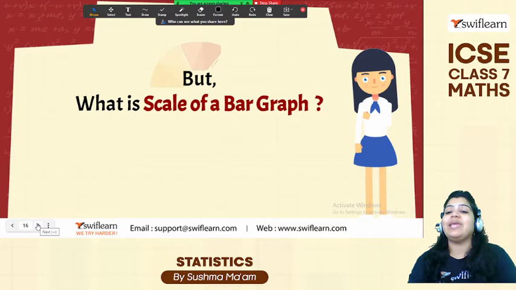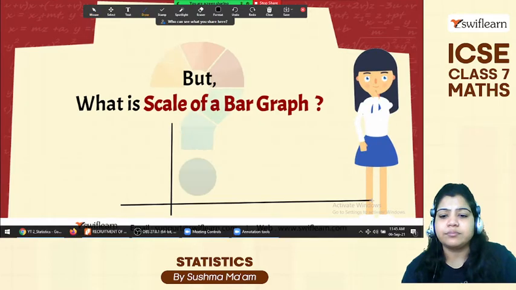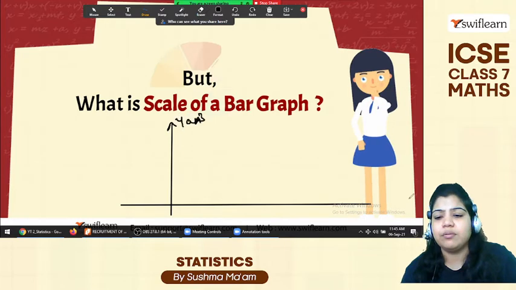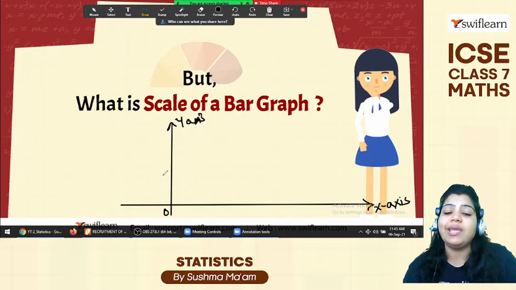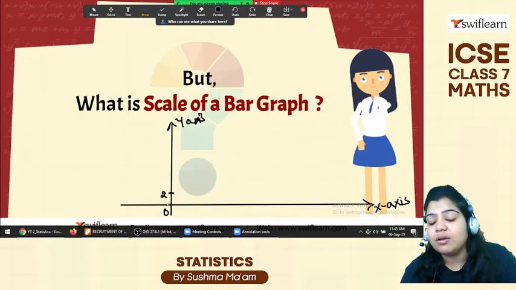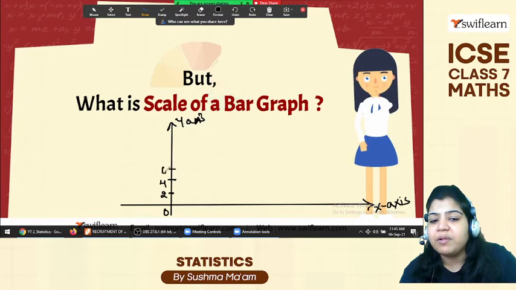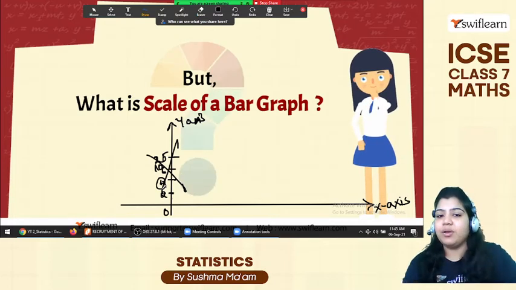But what is the scale of a bar graph? Here suppose I take one example. I have this, one is the y-axis and this one is the x-axis. The scale always represents according to the length here. If I take 2 here, the difference is 2, so the next one will be 4. One unit represents 2, so the scale is 2 units here. Then next will be 6. But if I write 2 here, 4 here, and 10 here, 25 here, this becomes incorrect. So the gap, the scale, should be the same. That should be uniform.